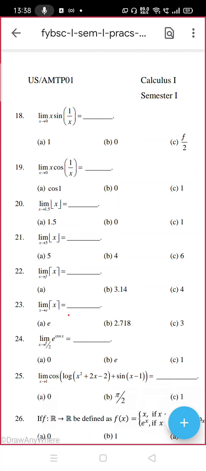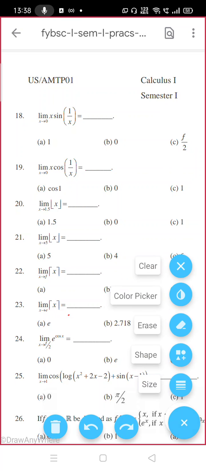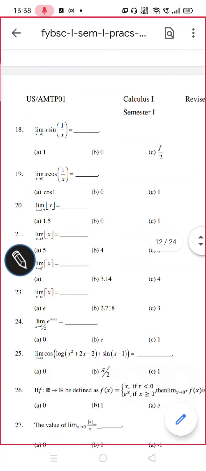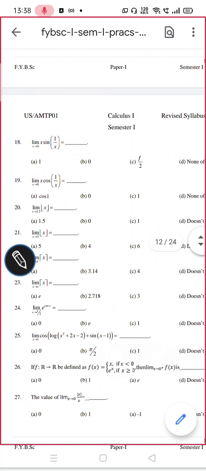बोलो anything else. बेसिक 11th standard का limit का question है. Yes.